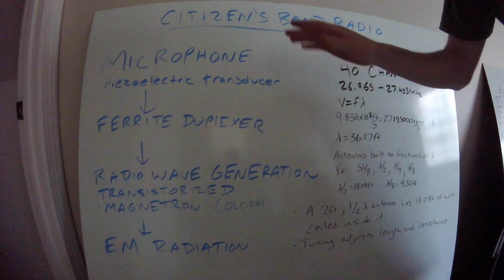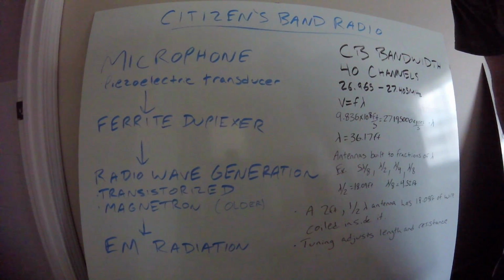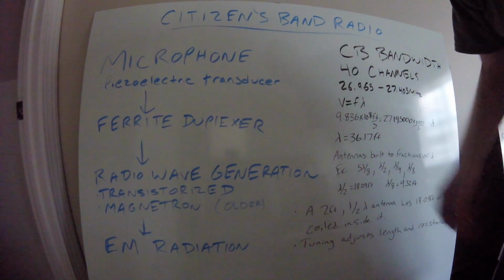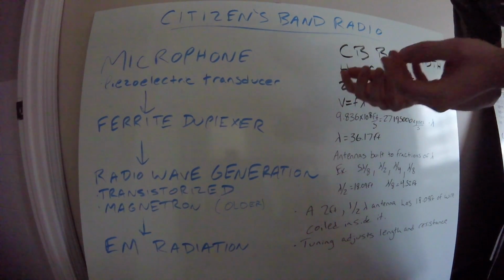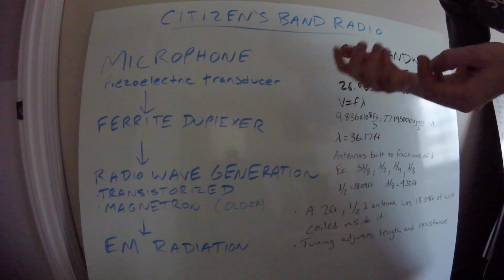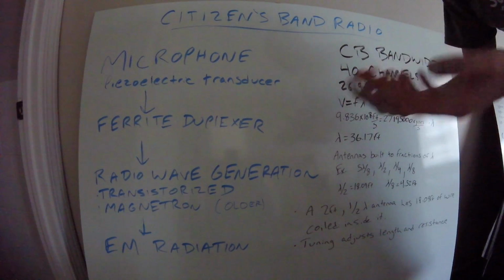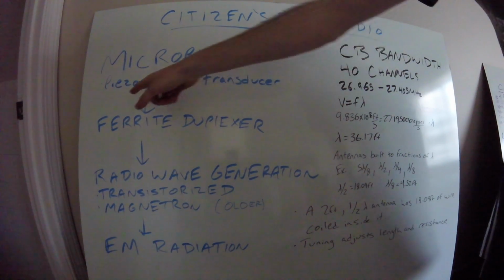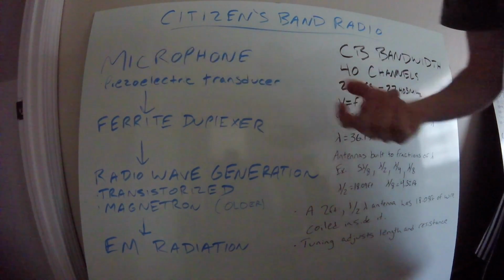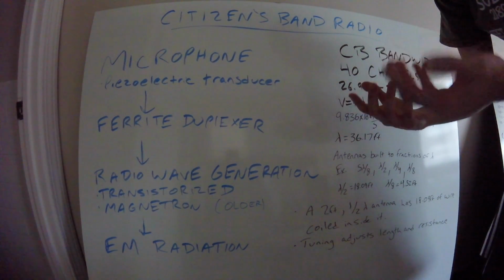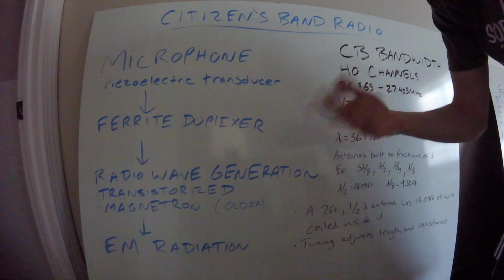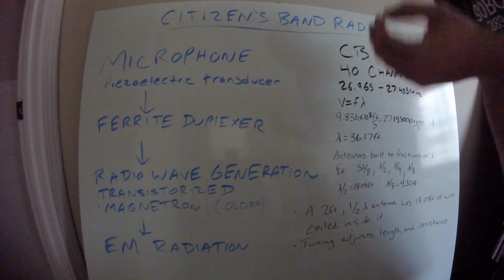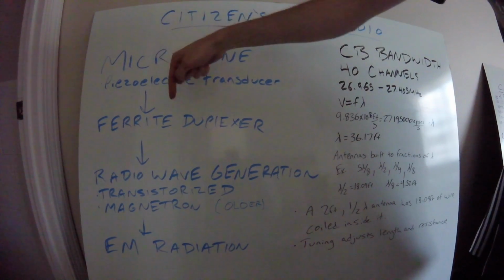So starting with the general process of it, as if you were going to transmit, you talk into a microphone. A microphone is a transducer. What this means is that it converts one form of energy into another. In this case we have a piezoelectric diaphragm that's converting the sound waves from your voice into an electrical pulse. Piezo, a Greek word, means pressing, so it turns a mechanical force into an electrical current. So you talk and your voice, the sound waves, vibrate a diaphragm, a piezoelectric material that generates a current, which then goes to the ferrite duplexer.